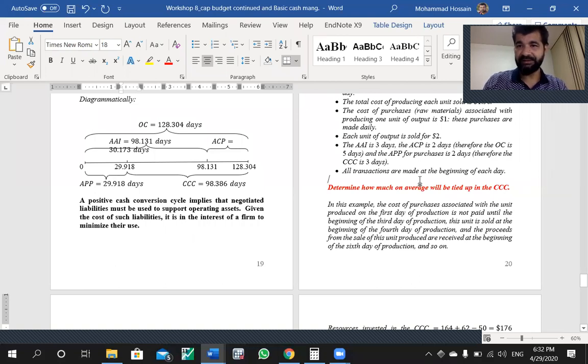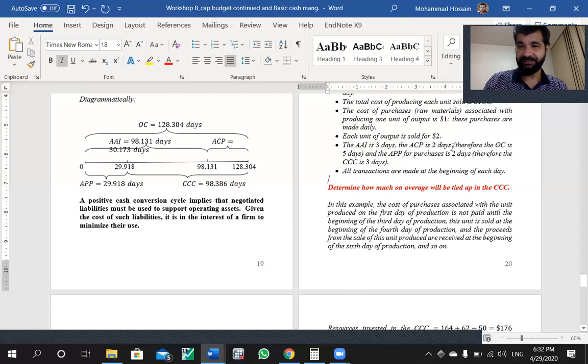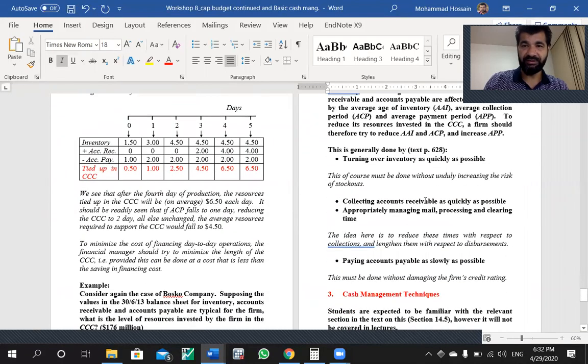OC is 5 days. So OC is 5 days, actually 2 days OCP, 5 days. When do they start to get the money back? No information about when they get the money back.